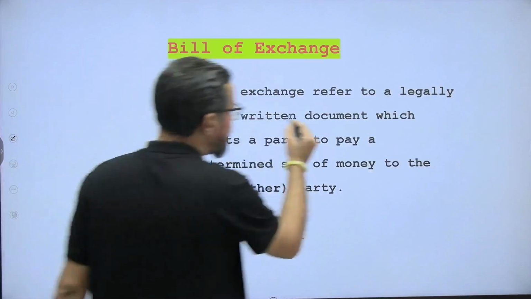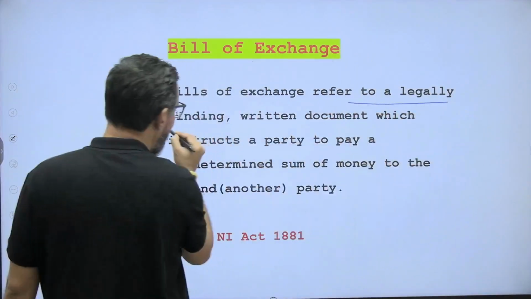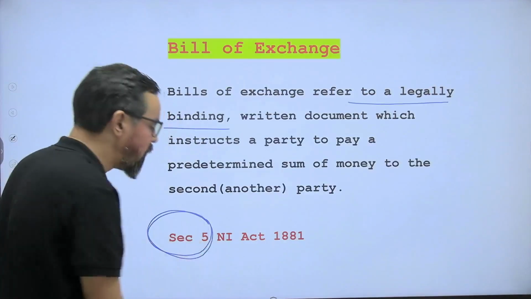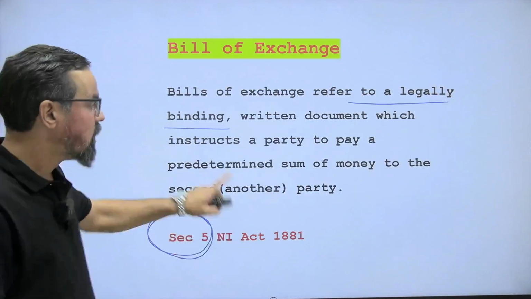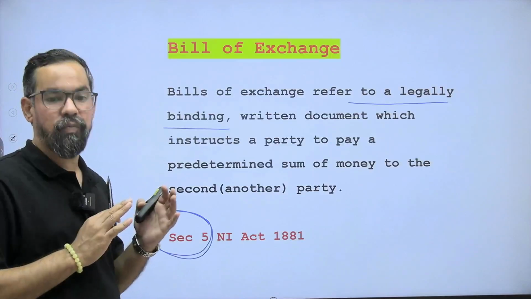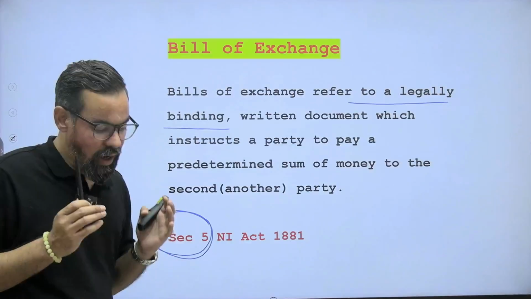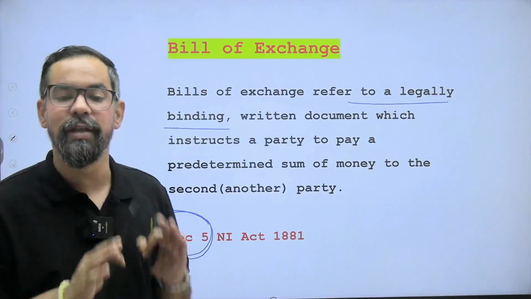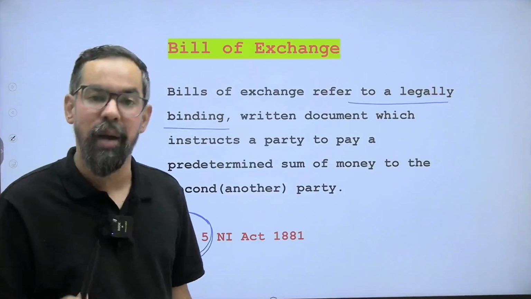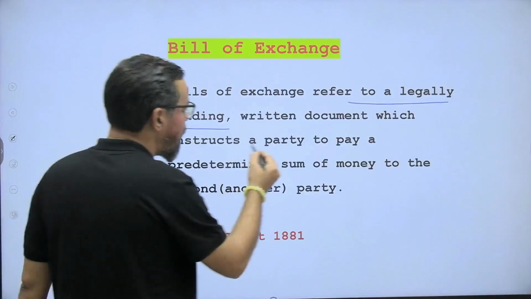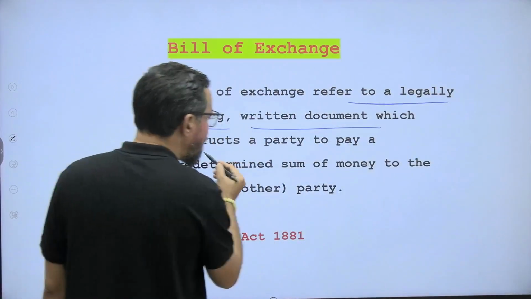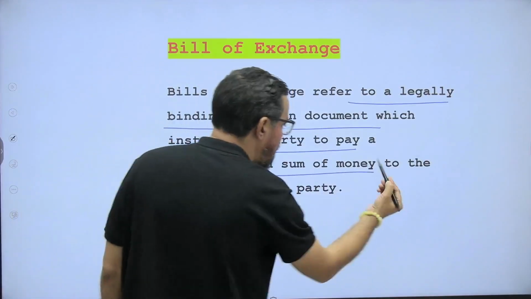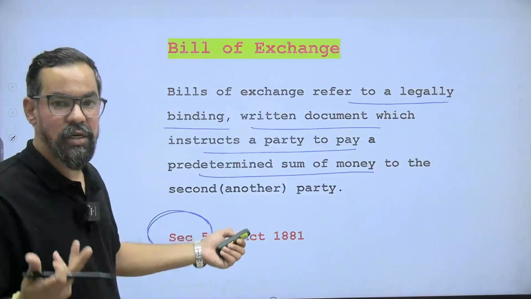So a bill of exchange refers to a legally binding document. Why is it mentioned as legally binding? Because it is a part of section 5 of the NI Act 1881, right? So it is a written commitment, a written document, and if any party is not fulfilling the requirements, it can be notified by the notary public, right? It is a written document which instructs a party, the debtor, to pay a predetermined sum of money to the second party, which is the creditor, right?